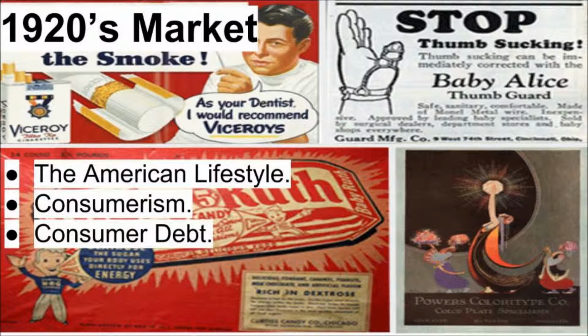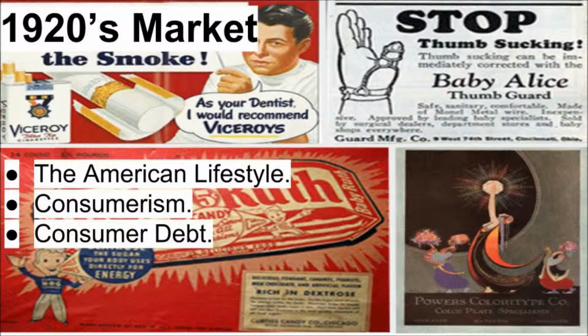The 1920s market featured the American lifestyle, which at the time was materialistic, which led people to be consumerist. It was believed that everybody should have their own cars and have a lot of money in their big houses. This led a lot to consumer debt because everybody wanted to have the American lifestyle. They wanted to have a lot of materials that would flaunt themselves as wealthy.